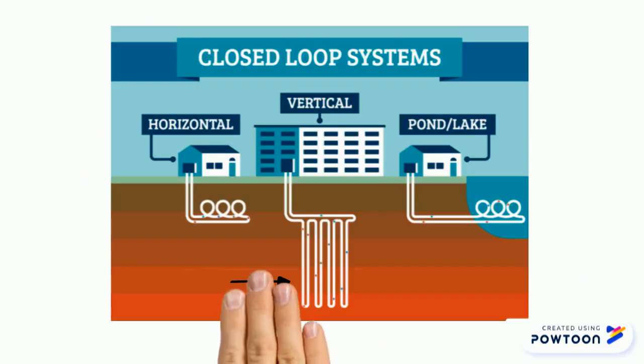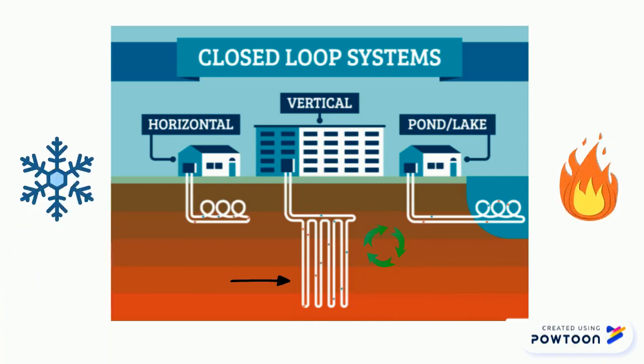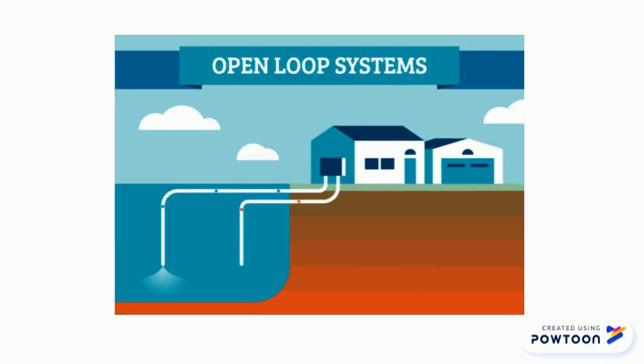Closed-loop systems have pipes underground that circulate the liquid from beneath the surface and either cool it or heat it. The water is then turned into heat or cool air and is pumped throughout the home. Open-loop systems take water directly from the source and put it into heat pumps, which then provides the heat to the home.